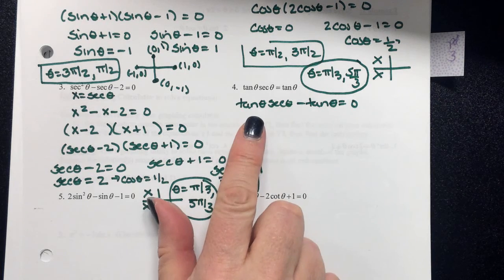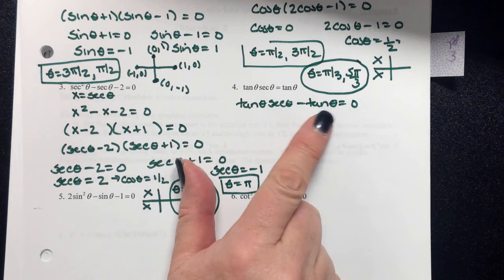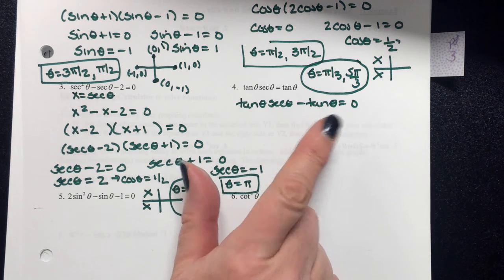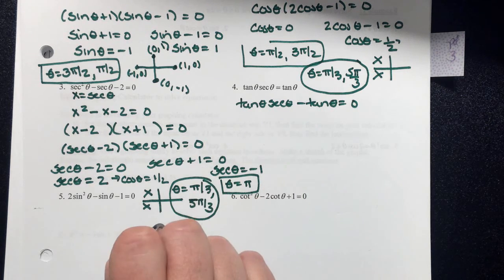Remember, when you pull out a tangent, it's going to be a minus 1. You don't just drop it because you're dividing tangent by tangent, so you'd have to write a 1. Remember, you do GCF factoring and you divide something by itself, it's just a 1.